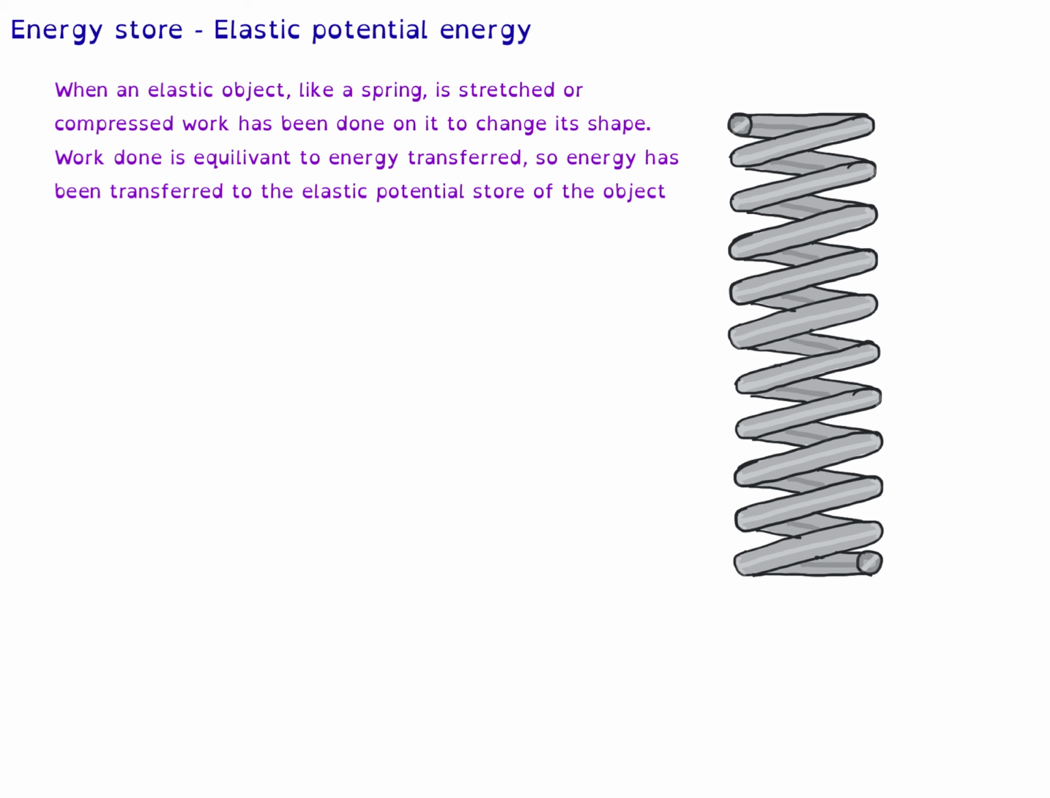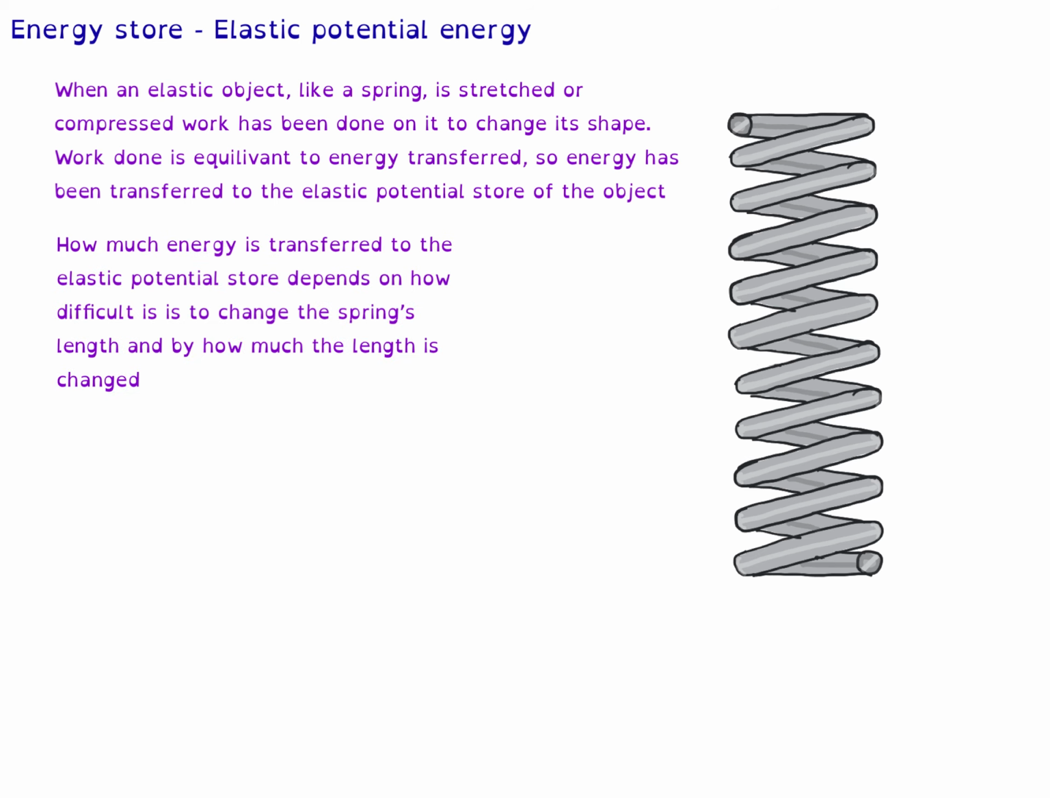When an elastic object, like a spring, is stretched or compressed, work has been done on it to change its shape. Work done is equivalent to energy transferred, so energy has been transferred to the elastic potential store of the object. How much energy is transferred to the elastic potential store depends on how difficult it is to change the spring's length and how much the length has changed.